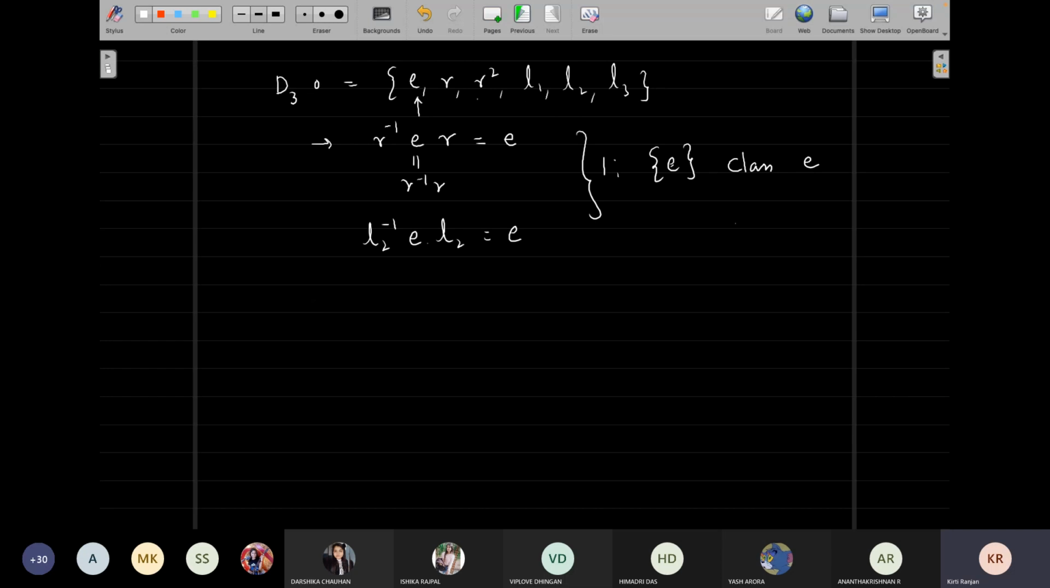Okay, let's do something for a non-trivial one. Let's take R, the second element. The first one was simple. Now, of course, I can take E inverse or E, and what will be the result? R. So this class will have the element R. Now let's do the next one, R inverse. Okay, just try to do this one.